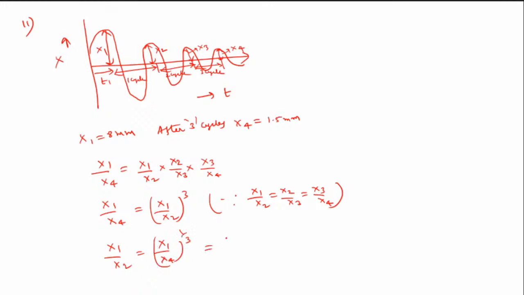That is, x1 is 8, so 8 by 1.5 whole power 1 by 3. Then apply log on both sides. Then ln of x1 by x2 is equal to ln of 8 by 1.5 whole power 1 by 3, so that is equal to 1 by 3 ln of 8 by 1.5. So that is around 0.56.